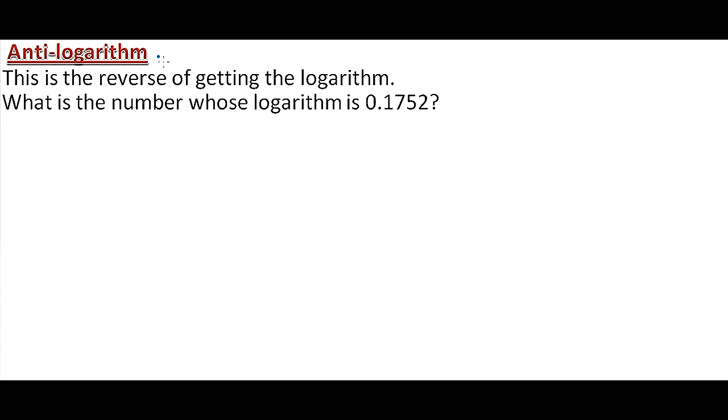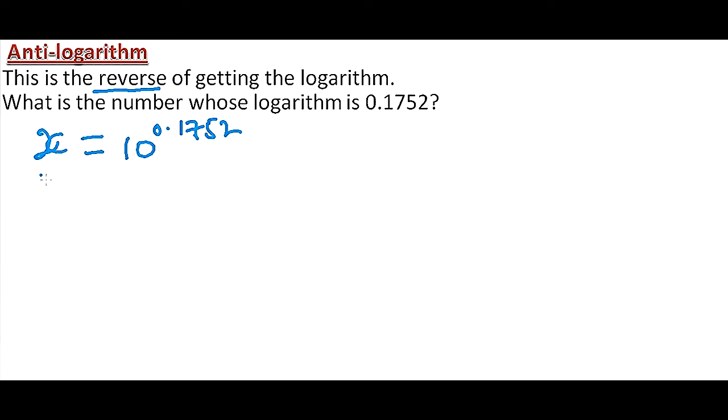Now we look at anti-logarithm. Anti-logarithm is the reverse of getting the logarithm. So, for example, what is the number whose logarithm is 0.1752? This means you are given the logarithm so that you find the number. So if our number is x, it is equal to 10 to power 0.1752. We need to find the value of x. After the logarithm table, in the mathematical tables, we have another table known as the anti-logarithm table, and that is the one that you use. The reading of the anti-logarithm table is similar to the way we learned how to read the logarithm table, so I will not repeat that.